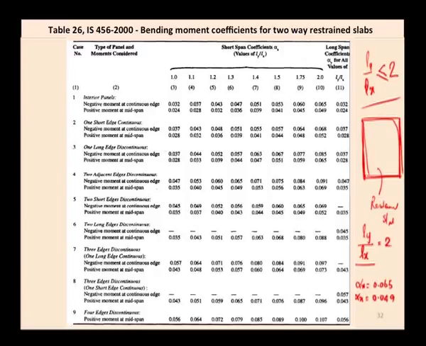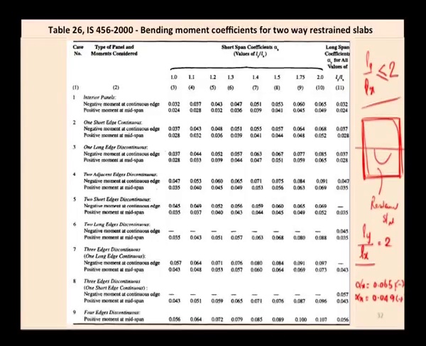For the negative moment, this is the negative moment and this is the positive moment. Since it is a restrained slab, there is a negative as well as a positive moment on each side. On this side, there is a positive moment and here the negative moment. On this side, we are having a negative moment and here we are having a positive moment.